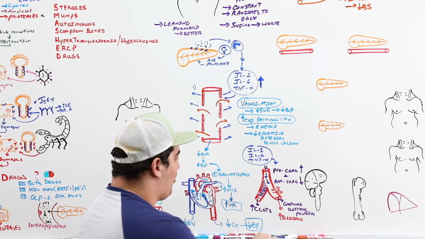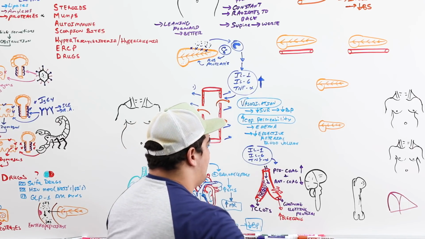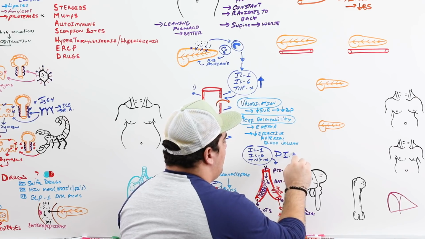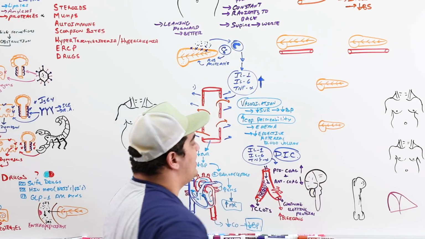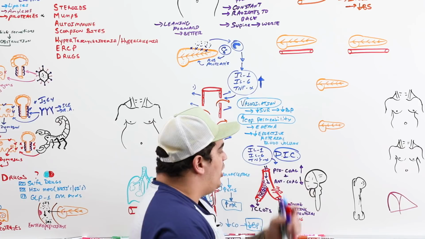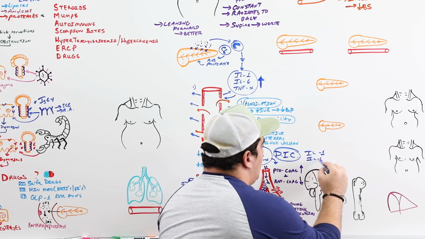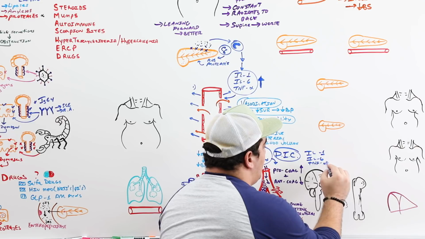What is this condition called? This is a nasty disease. This is called disseminated intravascular coagulation. So that's another thing that you want to be thinking about. You know what else interleukin-1, interleukin-6, and TNF-alpha also do? It's a son of a gun, right?